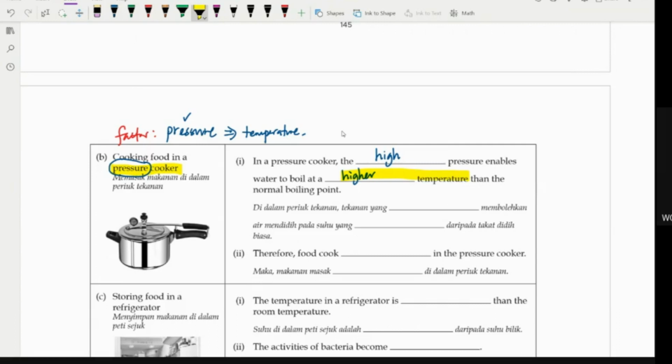Higher than the normal boiling point. Therefore, the food can be cooked faster in a pressure cooker. But the main thing here, we still focus on the higher pressure. So that's why we can use the pressure cooker to cook the food faster, within a shorter time. So this one is the second one.